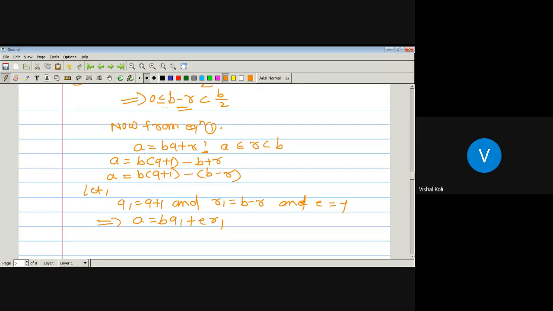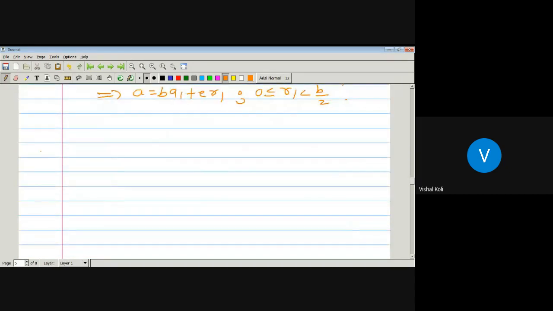And the range is already here: 0 is less than or equal to B minus R. But what is the value of B minus R? Which is R1, and which is strictly less than B by 2. So in the second case also, A is equal to BQ1 plus ER1, where 0 is less than or equal to R1, which is strictly less than B by 2.